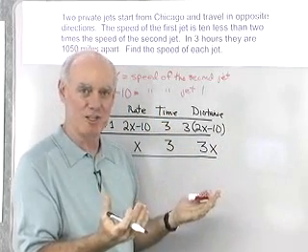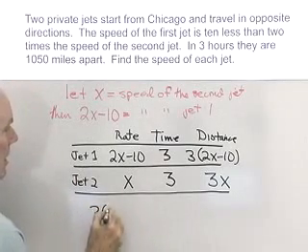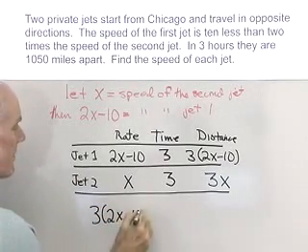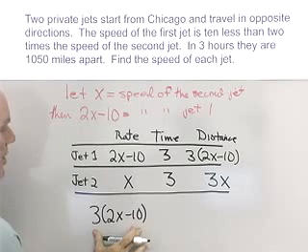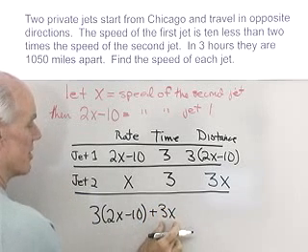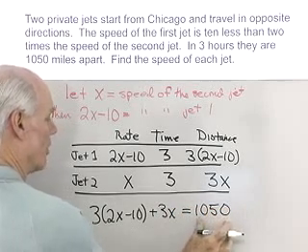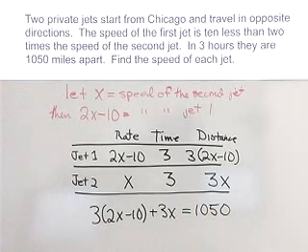That gives us our equation that describes the situation. So 3 times 2x minus 10, that's the distance that jet 1 traveled, plus 3x, that's the distance that jet 2 traveled, has to come out to be 1,050. The total distance traveled by both jets together, which is the distance that they are apart.